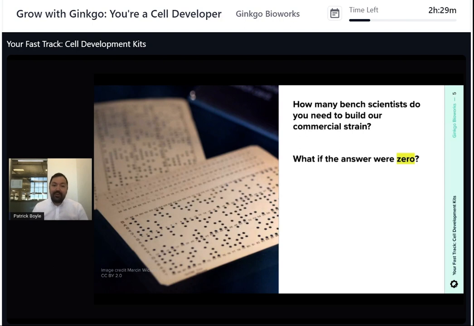Their scientists are focused on food science, material science, and formulation, and they're able to spend more of their time on things that are productive related to actually making their product, because Ginkgo is handling the strain engineering. So for CDKs, we'd also like our customers, all of you, to be able to use the platform in the exact same way.